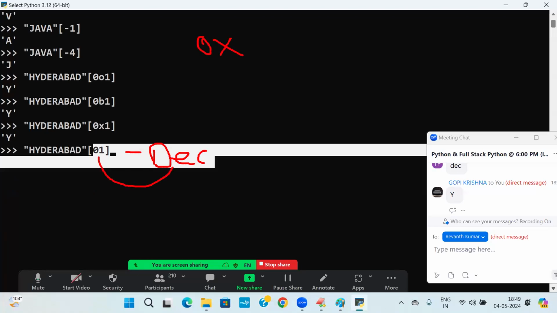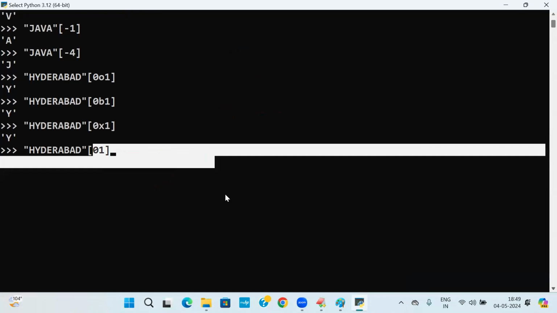0x data is called hexadecimal. 0b data is called binary. 0o data is called octal. Data without any b, o or x is called what? Decimal, they will think, but it is a wrong answer.